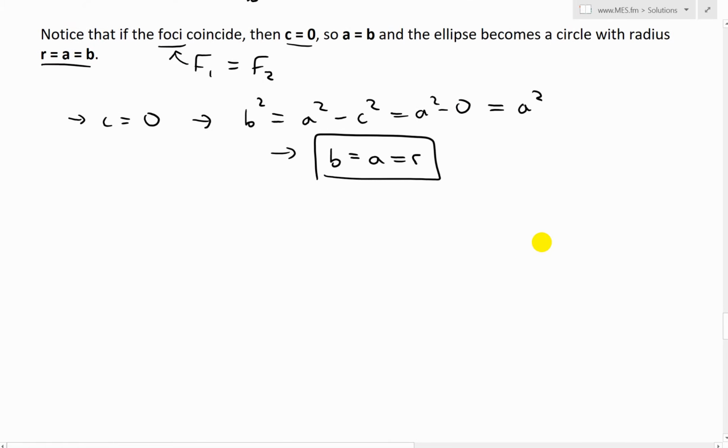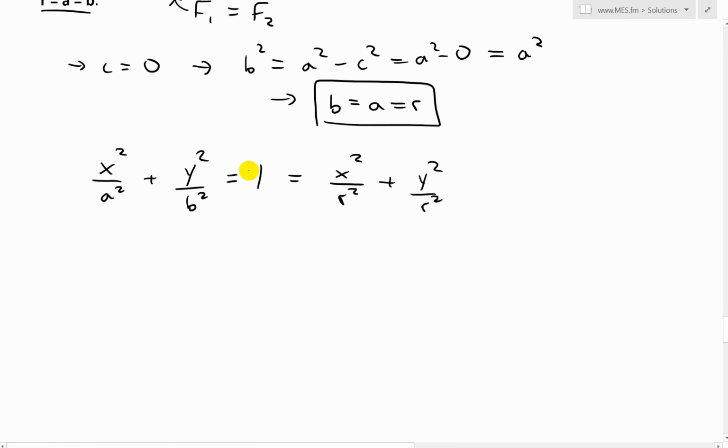So then our ellipse formula becomes x squared over a squared plus y squared over b squared equals 1, and now we just replace those: x squared over r squared plus y squared over r squared. Now we can multiply by r squared on both sides, so these cancel and we get r squared on the other side. So we get x squared plus y squared equals r squared, the radius squared. And this is the circle we're used to.